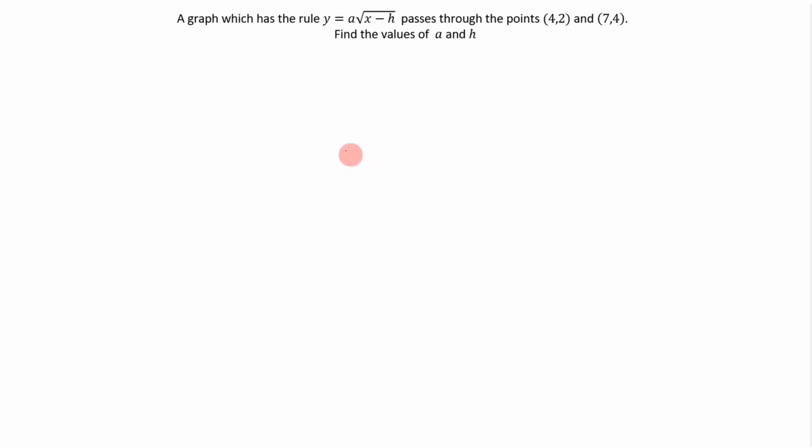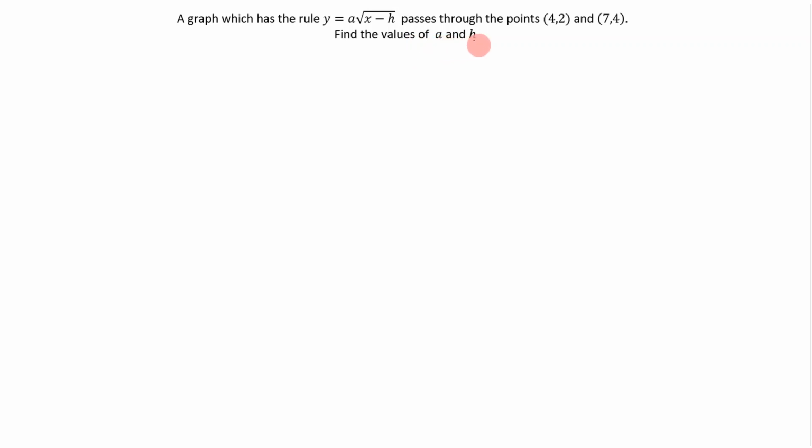We're continuing to determine rules, and in this part, we'll be answering this question. A graph which has the rule y is equal to a, the square root of x minus h, passes through the points (4, 2) and (7, 4). Find the values of a and h.